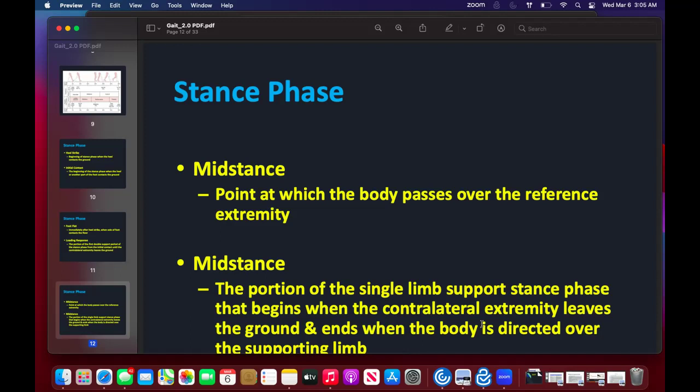For the Rancho definitions, it gets pretty extensive. It goes from, say, the portion of the single limb support stance phase, beginning when the contralateral extremity leaves the ground and ending when the body is directed over the supporting limb. Again, just remember that this is during stance phase. So this is when the trunk, hip, knee, and ankle are in direct alignment with each other, which is how I really want you to remember mid stance.